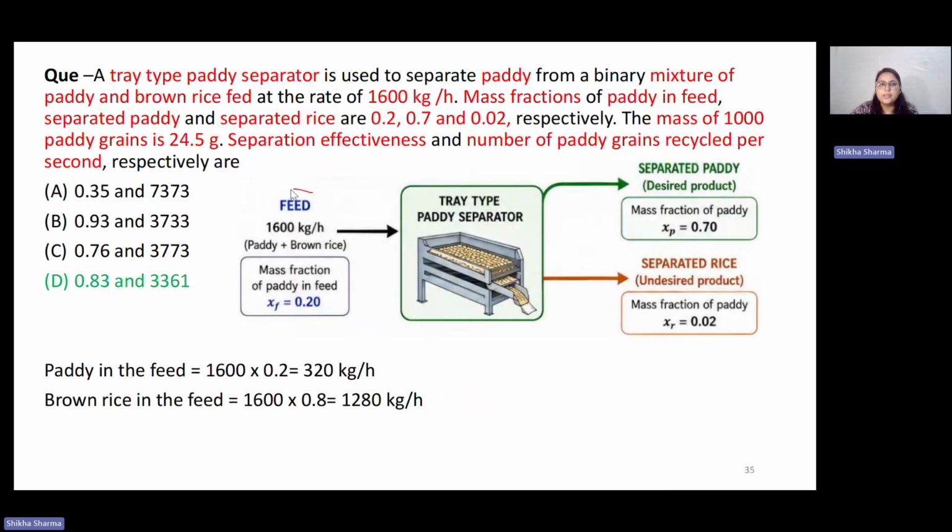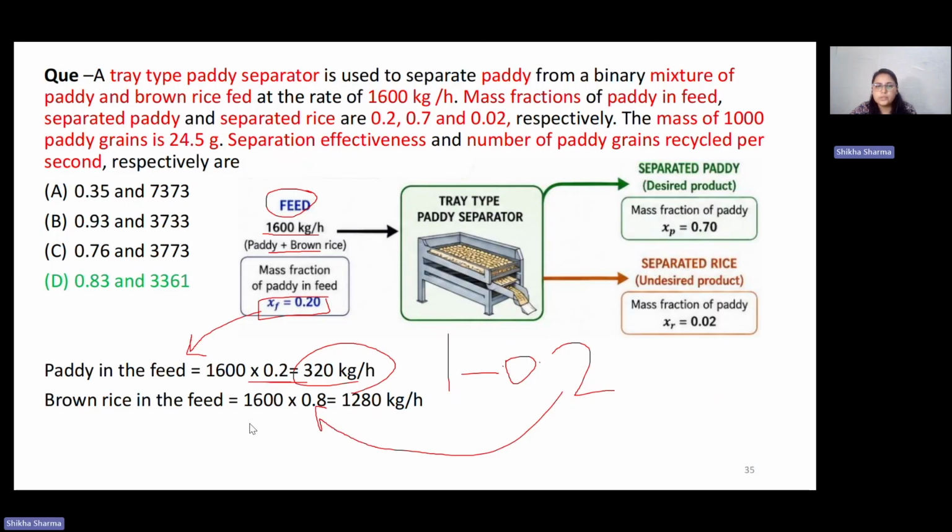So basically the feed has paddy and brown rice, and it is 1600 kg per hour, and the mass fraction of the paddy in this is 0.2. So the paddy in the feed is 1600 into 0.2, which is 320 kg per hour. And then 1 minus 0.2, which is 0.8, is the brown rice fraction in the feed. So brown rice in the feed would be 1600 into 0.8, which is 1280 kg per hour.